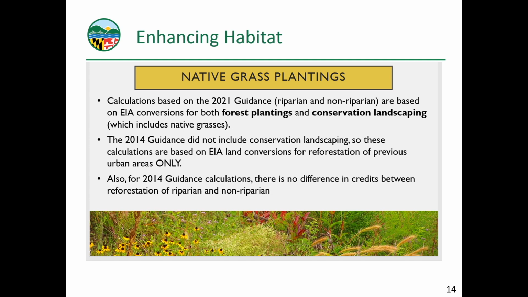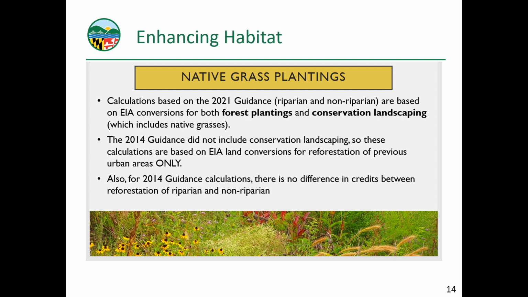Another key difference between the 2021 and 2014 guidance calculations is native grass plantings. Calculations based on the 2021 guidance for both riparian and non-riparian forest buffer projects are based on EIA conversions that incorporate forest plantings and conservation landscaping, which includes native grasses. Pollutant load reductions for native grass plantings are based on the estimates provided for conservation landscaping in MDE's 2021 guidance.